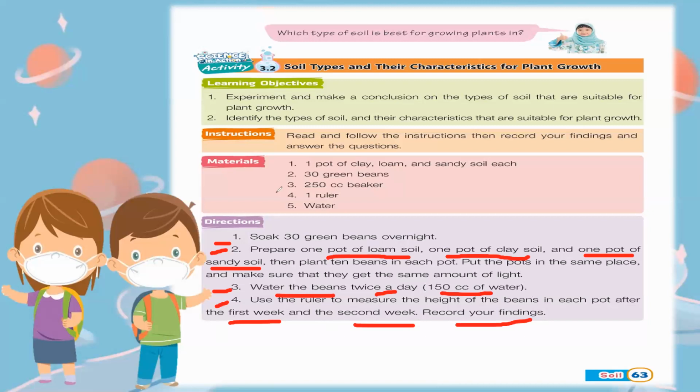We already have the ruler. We are going to grow those beans for 2 weeks. In the first week we are going to measure the height of the beans, and we are going to record in each soil how much it grew, how many centimeters. Then after 2 weeks, we are going to measure the height of the beans again, see how much it grew, and record the findings, what we find here.